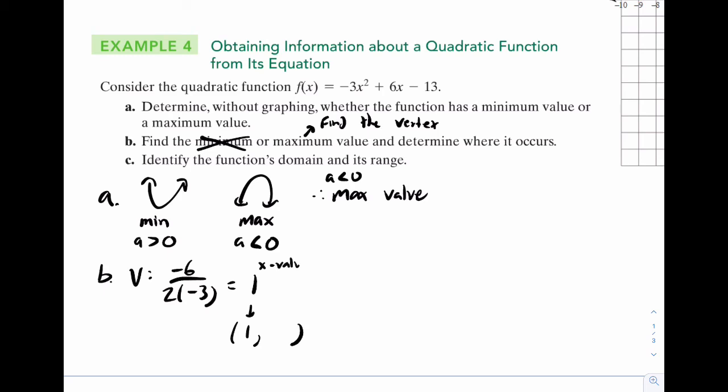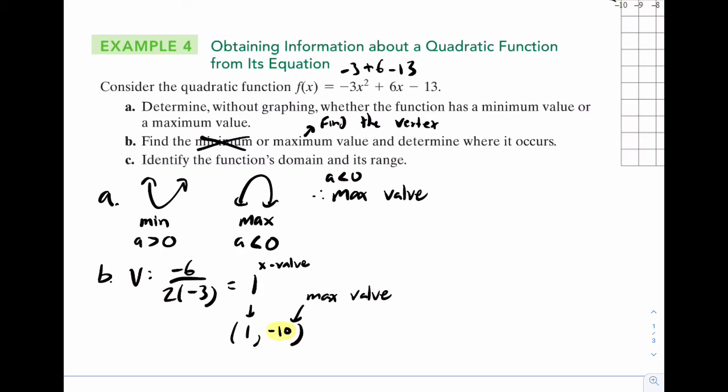That's your x value. To find the y value, you got to plug it in. Okay, so plug in 1 right there. So negative 3 plus 6 minus 13, that's negative 10. Once you have the y value, this thing right here, that is what you want. That's the actual max value of the graph.